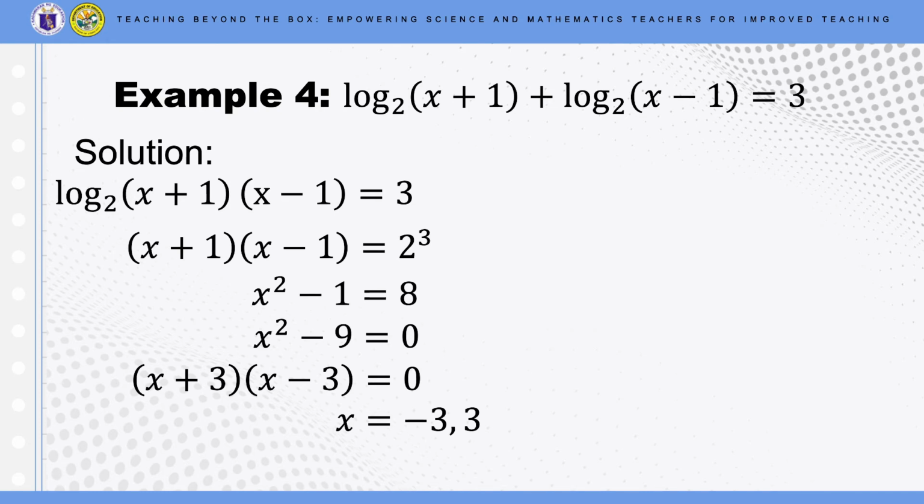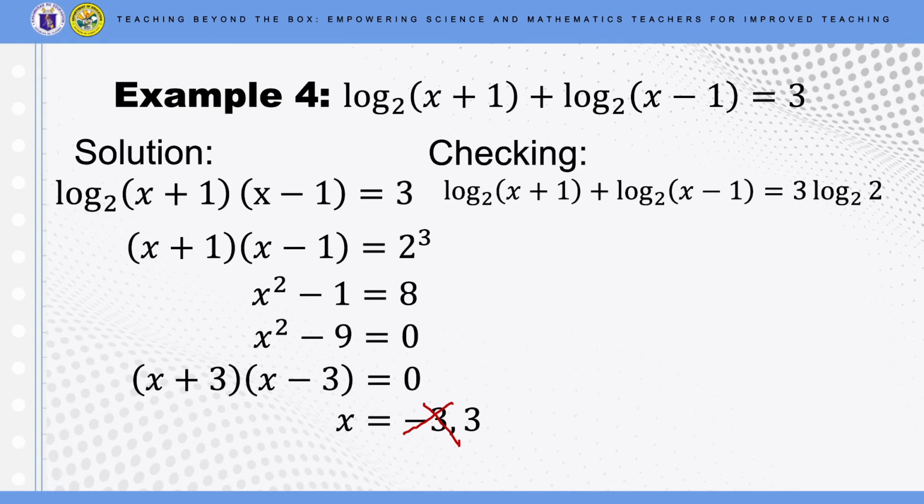Let us check if negative 3 could be a possible solution in the problem. So by plugging in negative 3 to x in the argument, negative 3 plus 1 is negative 2. So in this case, the argument is already negative. So definitely, negative 3 is not part of the solution. So let us check 3. 3 plus 1 is 4. 3 minus 1 is 2. Therefore, the argument is positive.